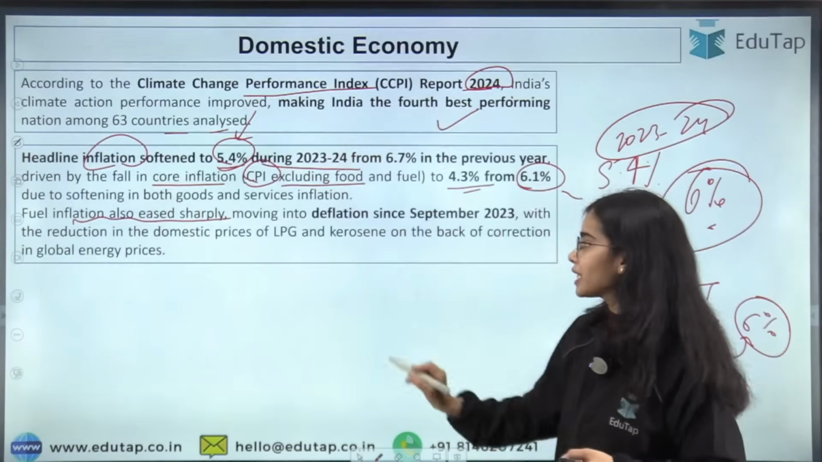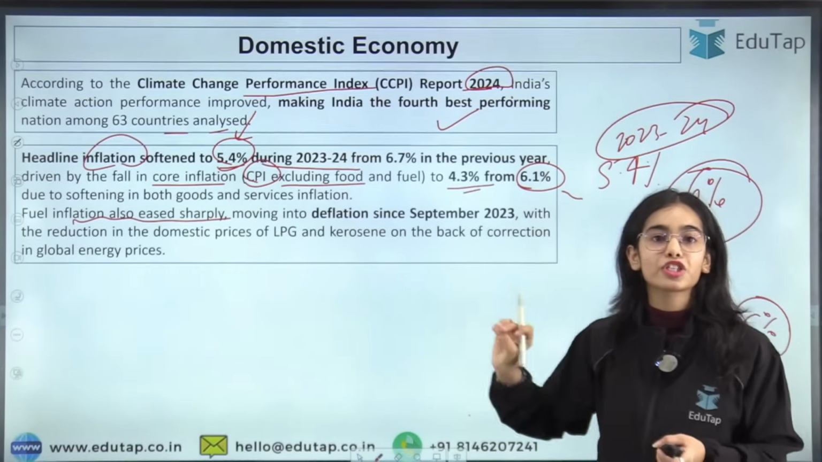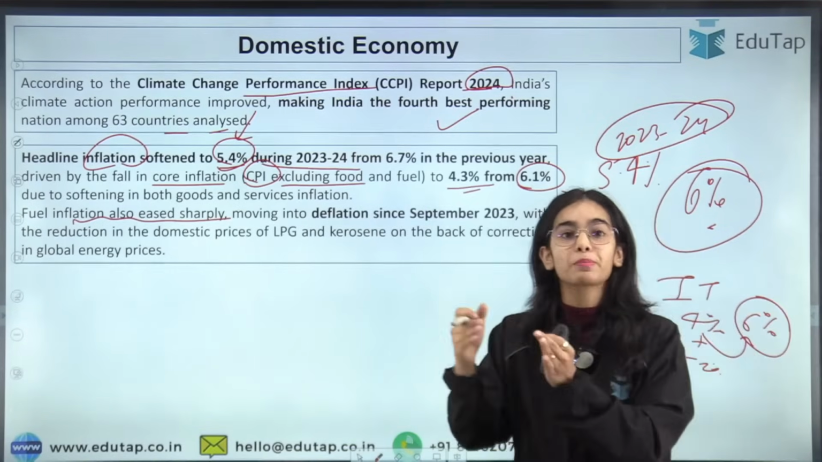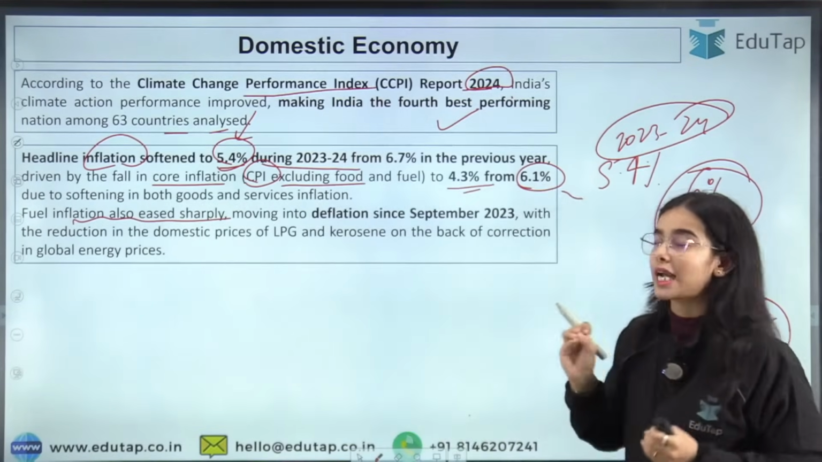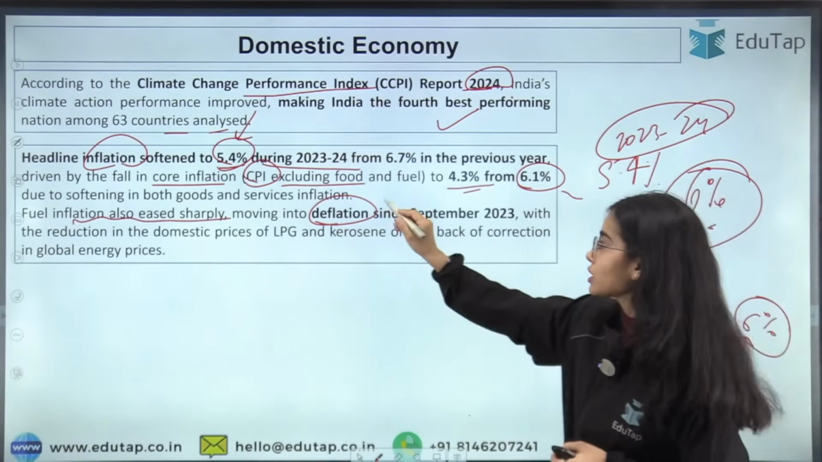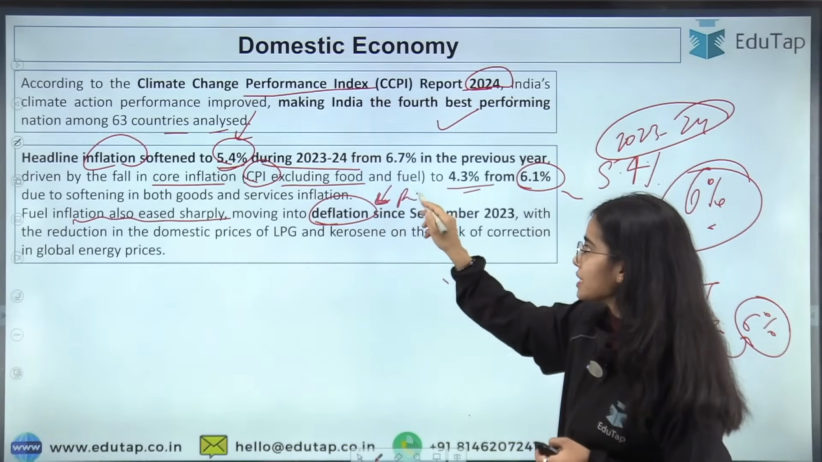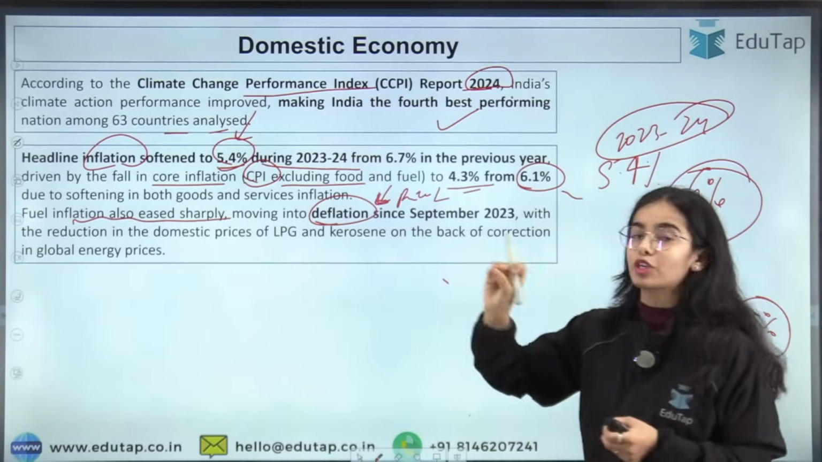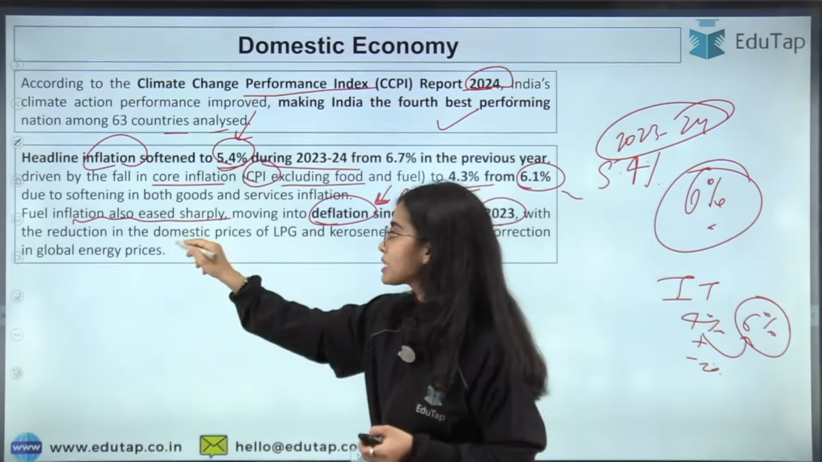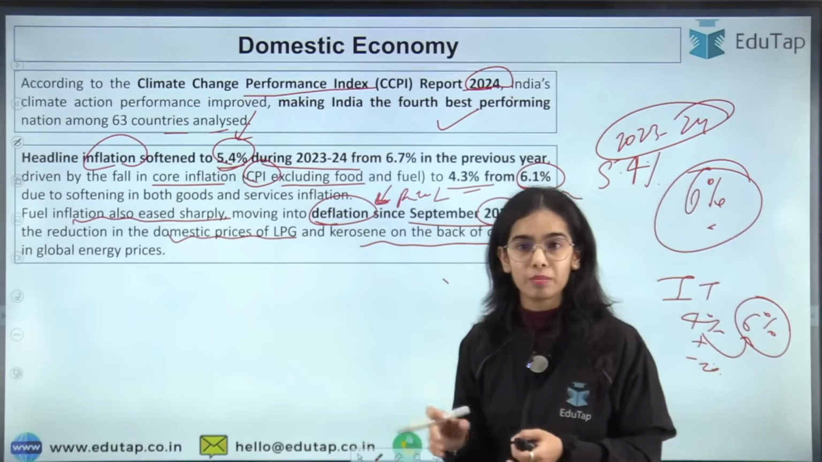So here you can see that in the fuel inflation, deflation has come. The deflation has come since September 2023, not from the starting, but from September 2023. So deflation means that the prices, the price level in the fuel, has started to go down. Okay, since September 2023, with the reduction in the domestic prices of LPG and kerosene on the back of correction in the global energy prices. So understood?